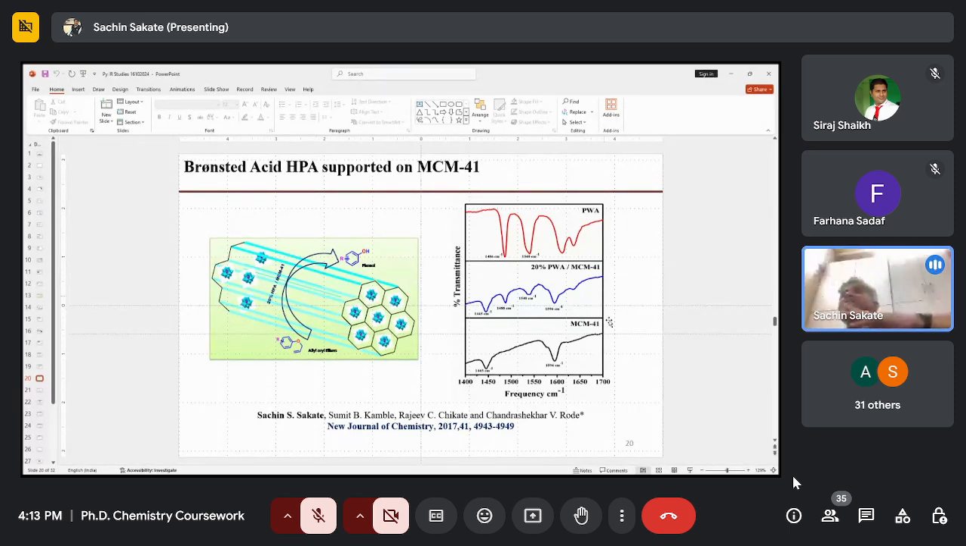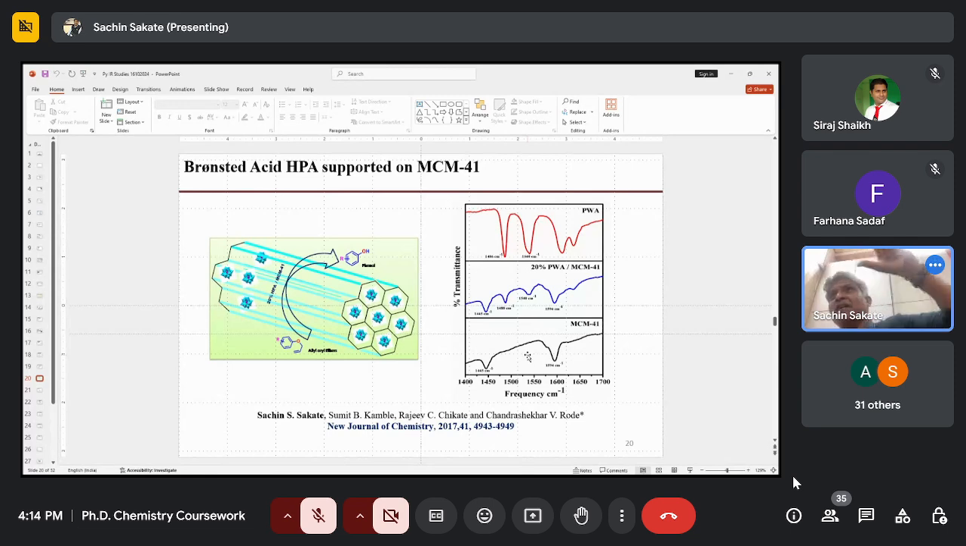And we have characterized this catalyst by pyridine IR, where if you take only PWA, because PWA is a strong Bronsted acid, it shows, if you see, 1540 is the characteristic for NH, that is pyridinium ion formation. So that pyridinium ion formation is seen in only PWA. MCM 41 does not show the pyridinium ion formation because MCM 41 is not Bronsted acidic in nature.